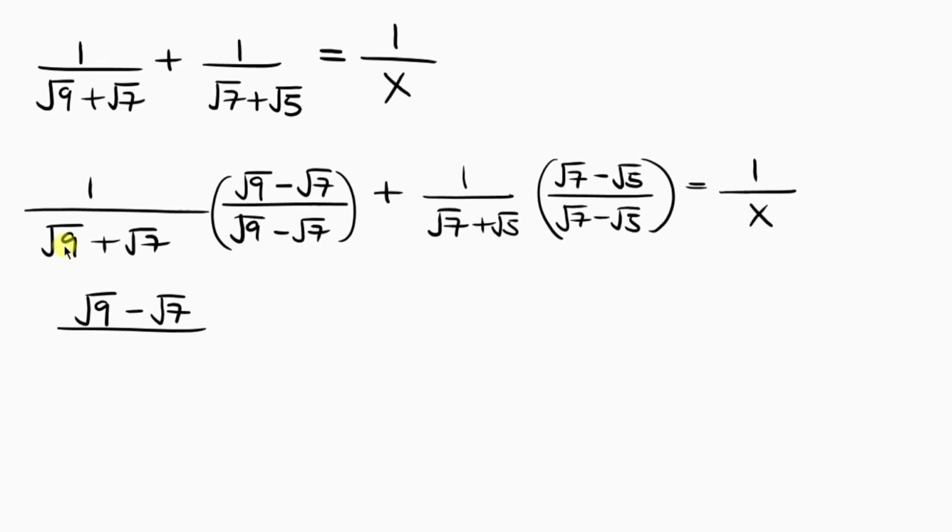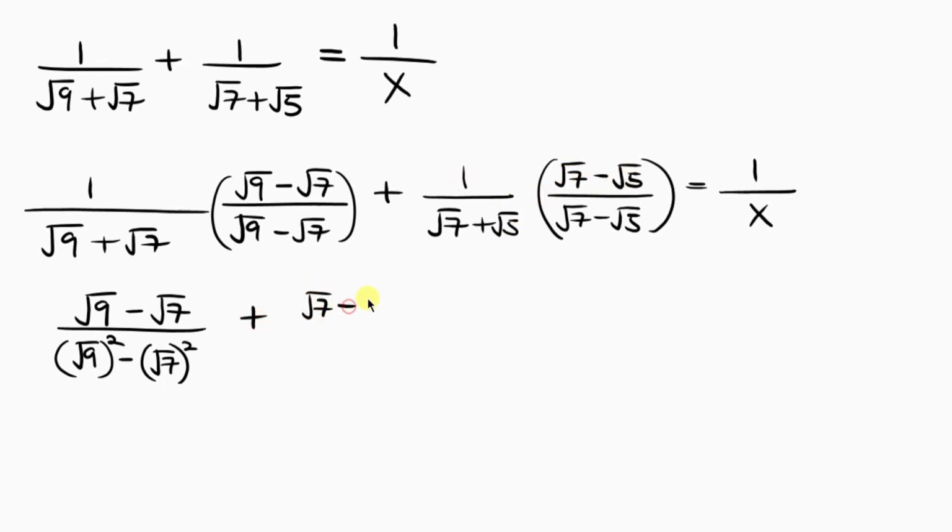Now notice that what I have here is the same as what I have here. The only difference is the signs. So this is an expression of difference of two squares. That means it can be written as the square root of 9 squared minus the square root of 7 squared. So this is an expression of difference of two squares, plus, let's do the same thing here. 1 times this value here, I got the same thing.